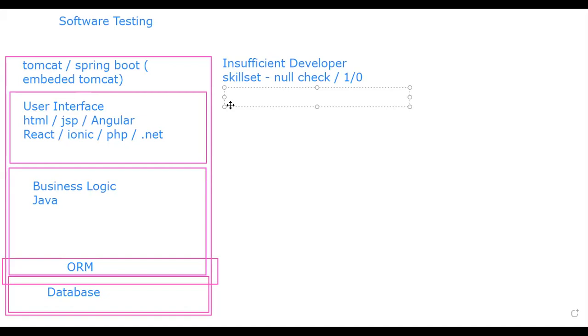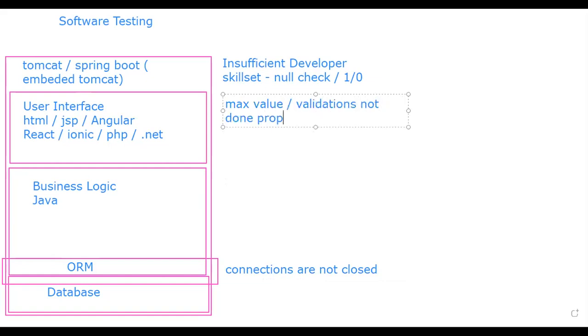So there is a possibility of errors happening. The same way, if the connections are not closed properly, then the connections will increase for every request. At one point, the server cannot handle the connections and it will hang or crash. And on the UI side, if the max value or validations are not done properly, the max length of the fields is not handled properly.